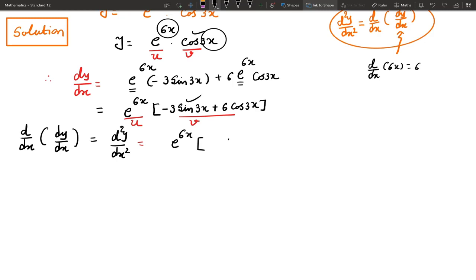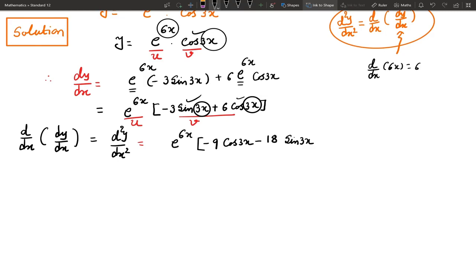Now the derivative of sin 3x is cos 3x into, by chain rule, d by dx of 3x, which is 3. 3 3s are 9. So this is minus 9 cos 3x. Again the derivative of sin 3x is cos 3x into d by dx of 3x, that is 3. So minus 9 cos 3x. Here the derivative of cos is minus sin 3x, again by chain rule d by dx of 3x, that is 3, 6 into 3, 18.